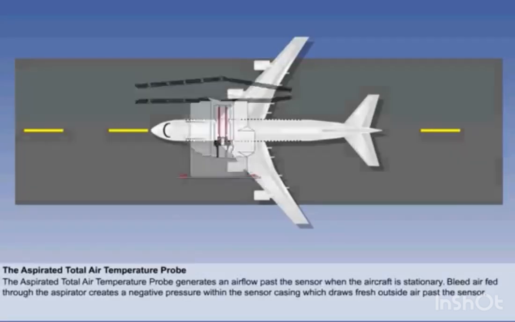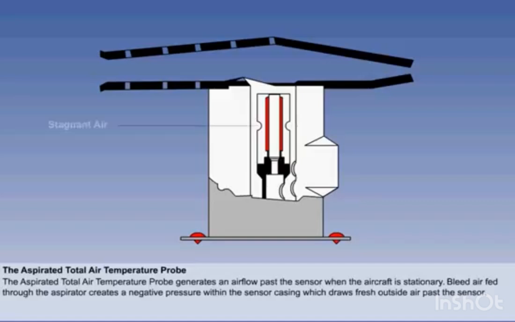Without forward movement of the aircraft, air within the sensor casing can stagnate. Stagnated air could give a false indication of the outside air temperature. To re-establish an outside air flow within the probe, an air-to-air ejector or aspirator is used.